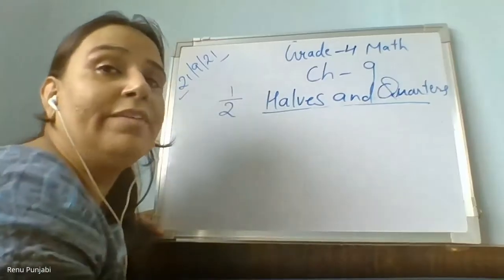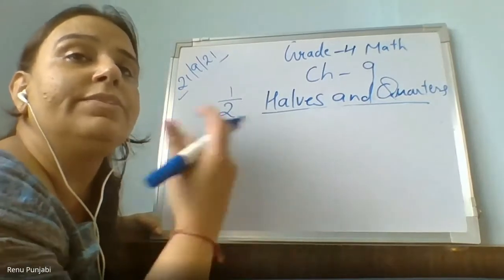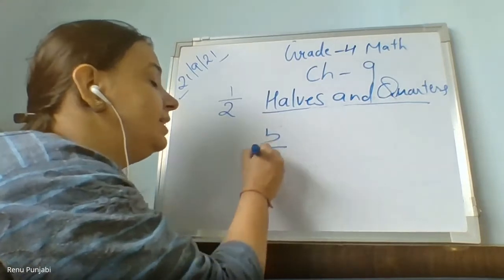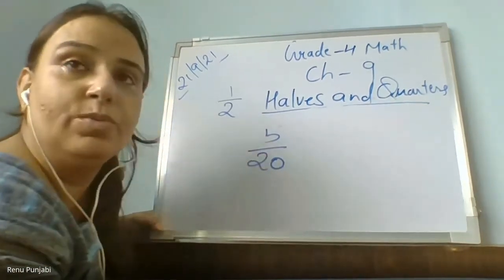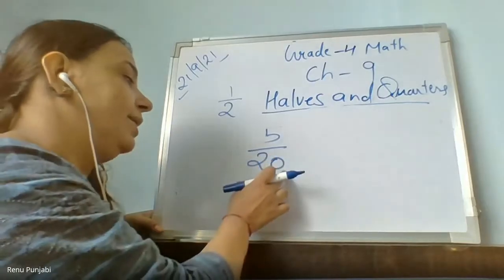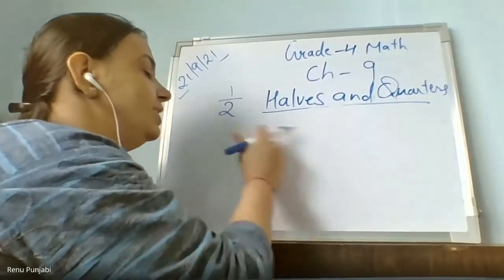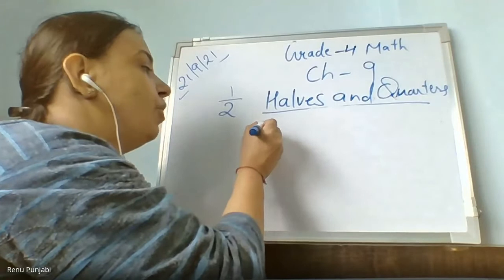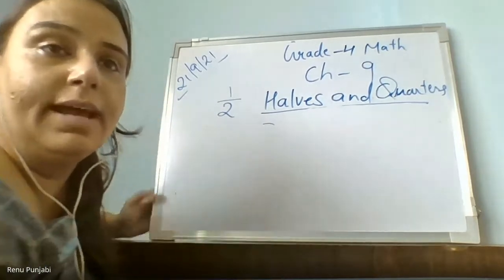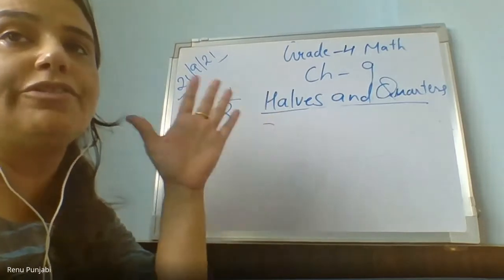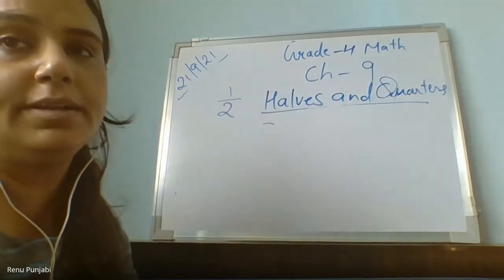Yes, ma'am. 5 upon 10. No, 5 upon 10 will be half. 5 parts out of 10. 5 upon 20 will be the correct option for the quarter. Out of 20 objects, suppose you want to make 4 groups out of the 20, right? So each will get 5. So the fraction will be 5 upon 20.